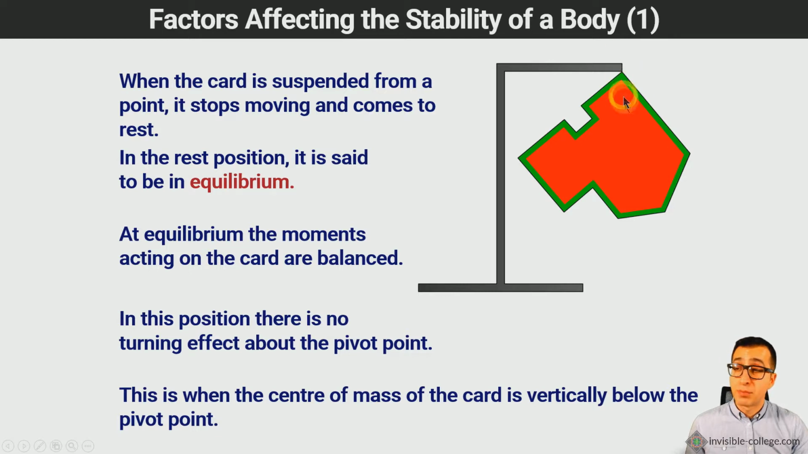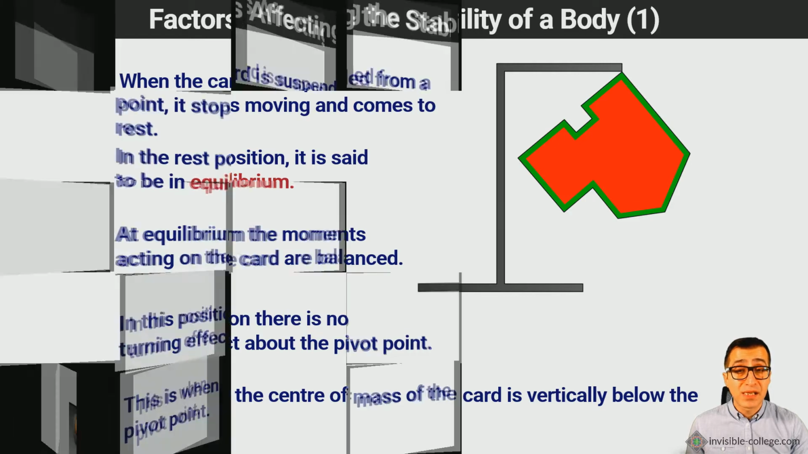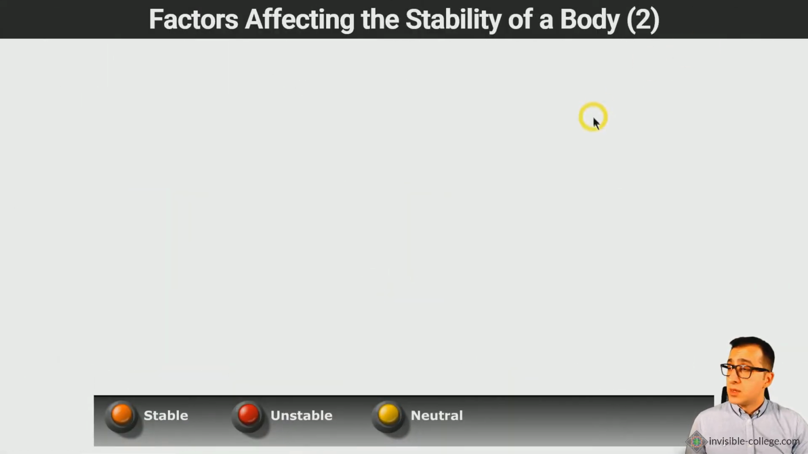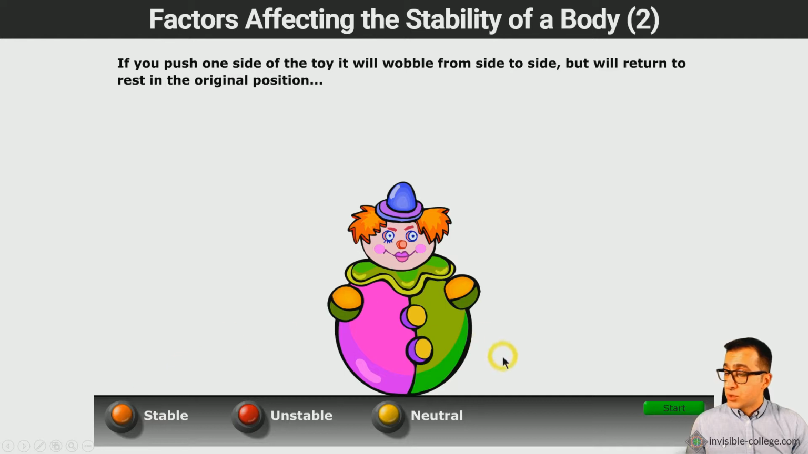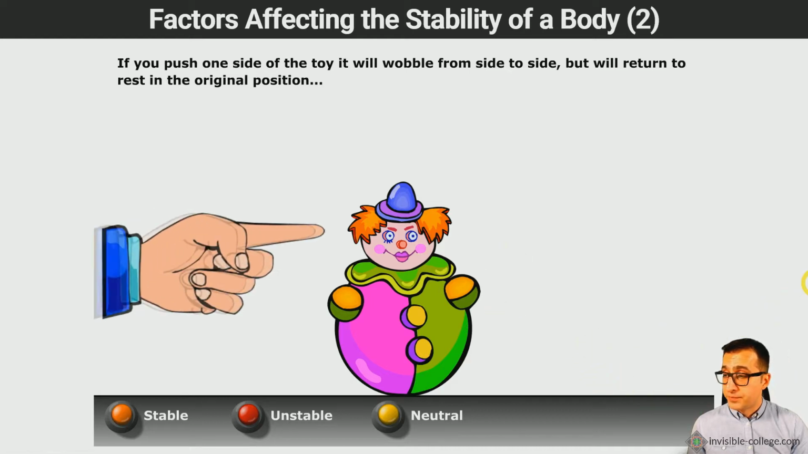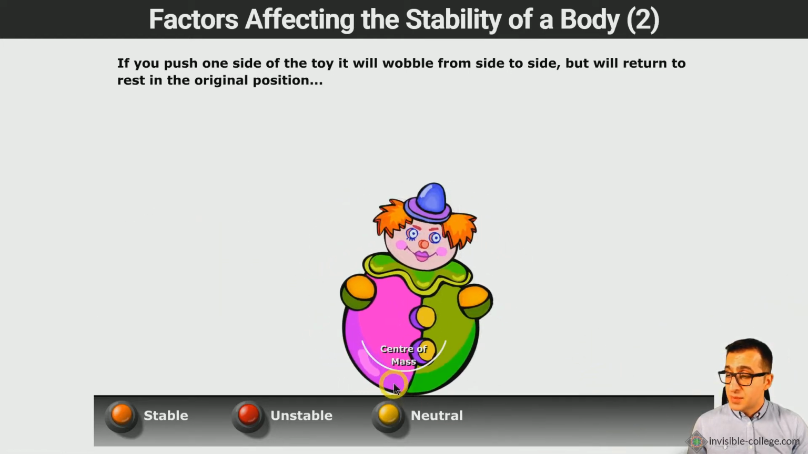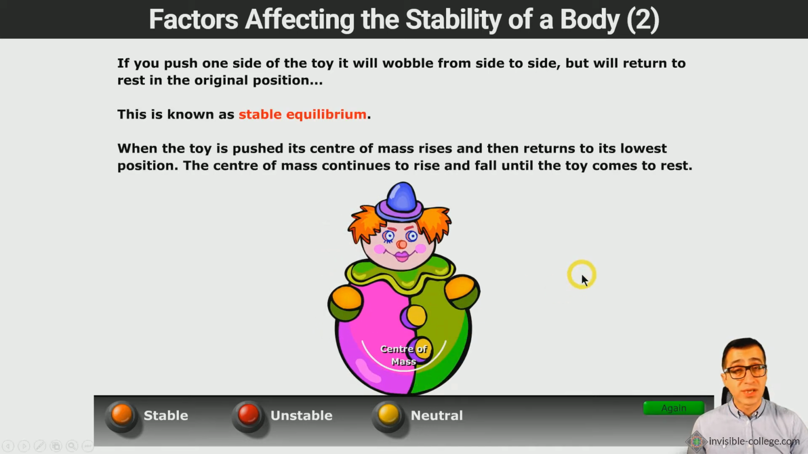So we can use this as a principle through which we can understand the factors affecting the stability of other objects. So let's imagine we have an object which is stable. So this is one of these kind of clown toys. If we push this object on either side, it will wobble. Now this is because the center of mass has moved when we push it. When we push the object to the right, the center of mass moves so that it is no longer above the point where this object is resting on the ground.